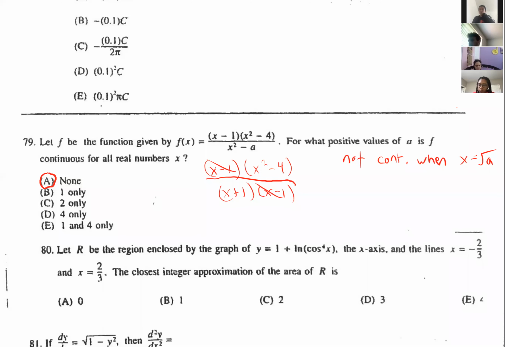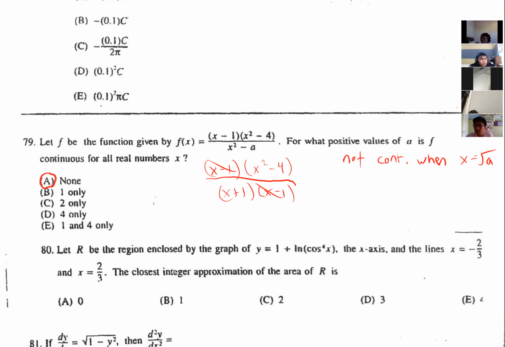Go ahead. Say that again. For some reason, it's cutting off on me. I would just say, at some point, x is going to equal the square root of a. So it doesn't matter what a equals. x can always be the square root of a. So it's never going to be continuous for all values of x.